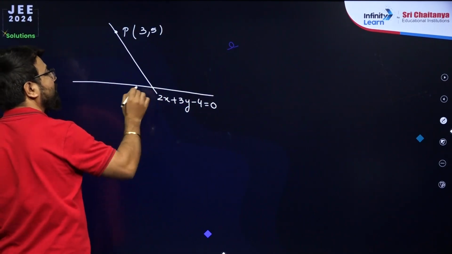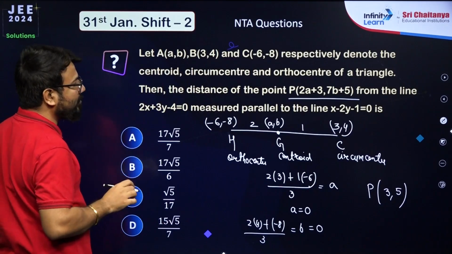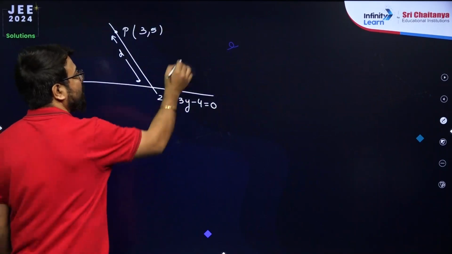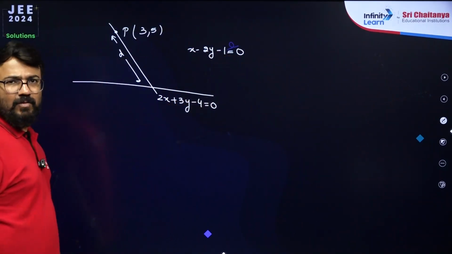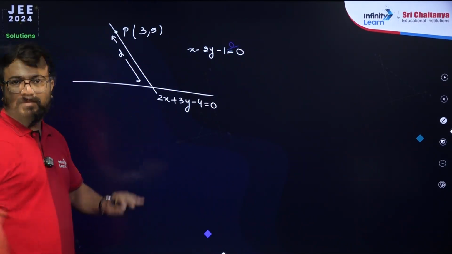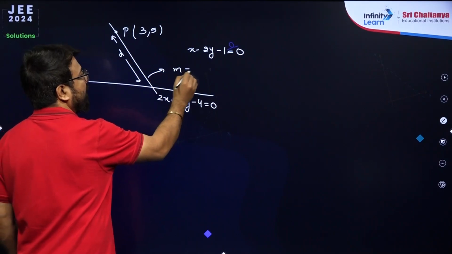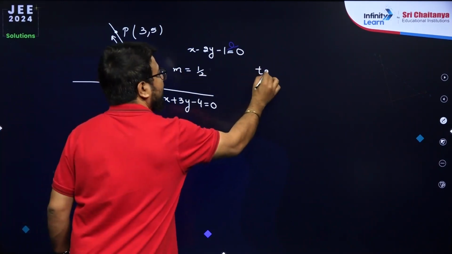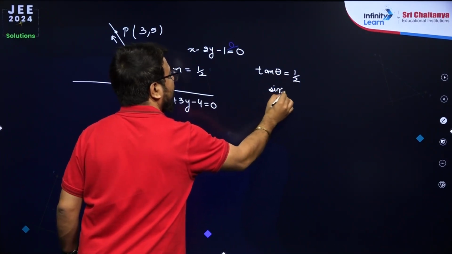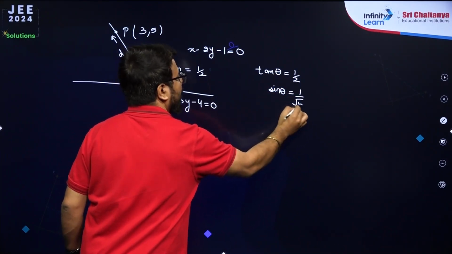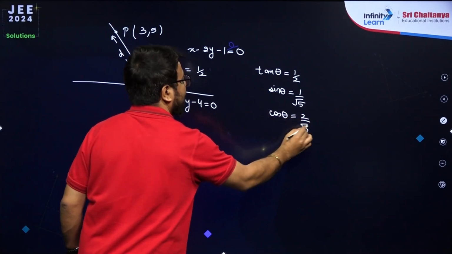I want to get this distance, which is measured parallel to the line x minus 2y minus 1. Is that clear to you? I want to get actually this distance. So what we can do here, we can find the slope of this line, and that is 1 by 2. So that means tan theta becomes 1 by 2. If tan theta is 1 by 2, sin theta will be 1 upon root 5 and cos theta will be 2 upon root 5. Now, why am I writing this?